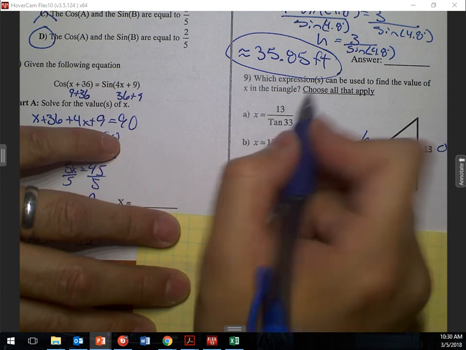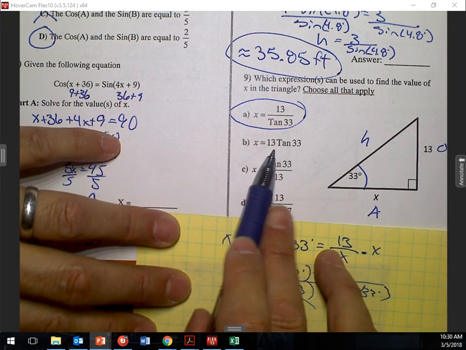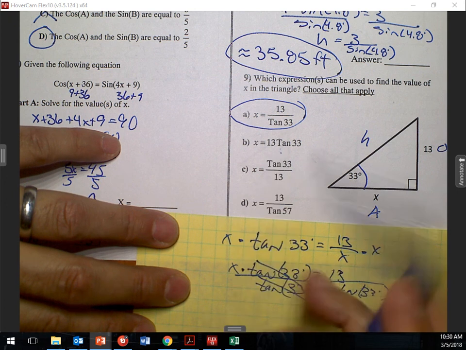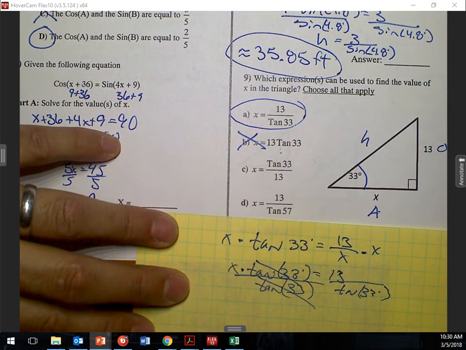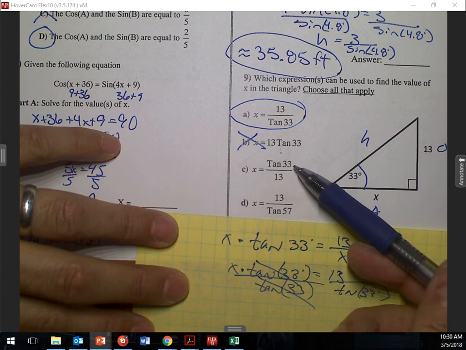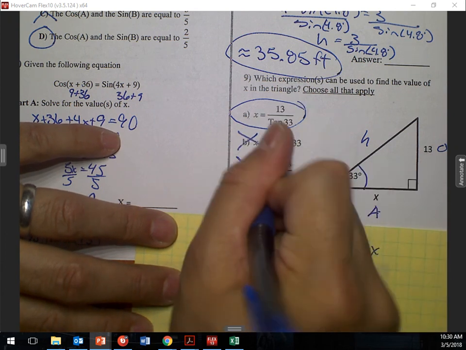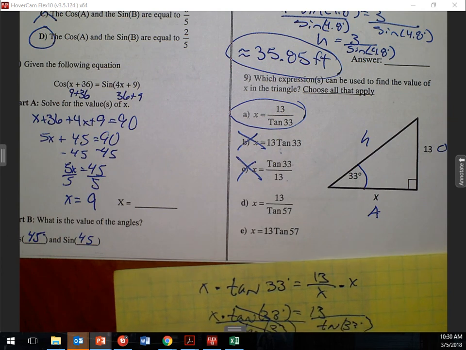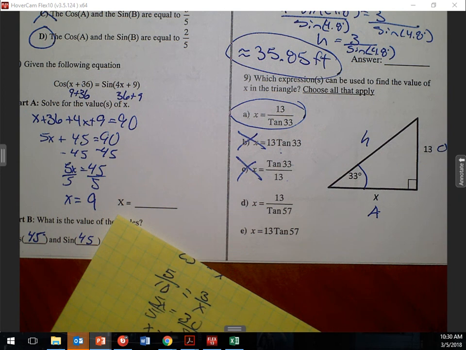Okay, so this one says choose all that apply. So is this one going to be right? This second one, no. Is this third one going to be right? So tan 33 divided by 13? No, that one's wrong. Okay, so now where did this 57 come from? Think about it. Where did the 57 come from?